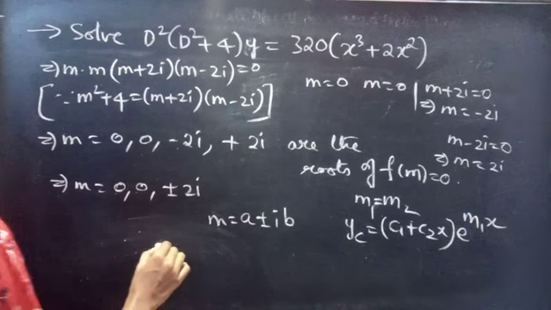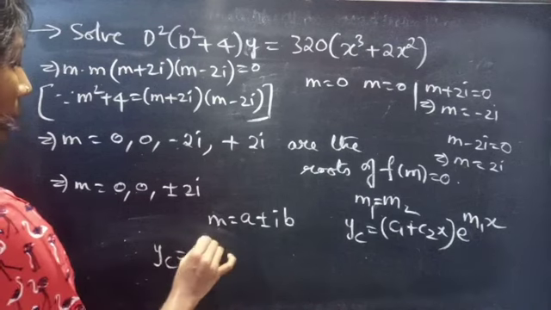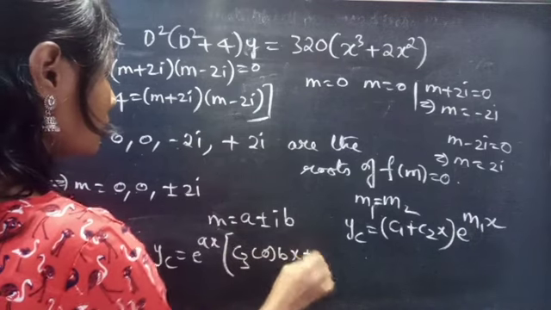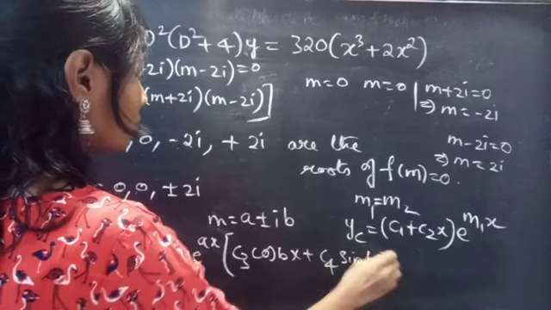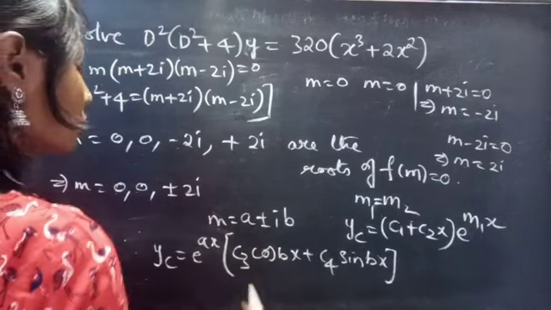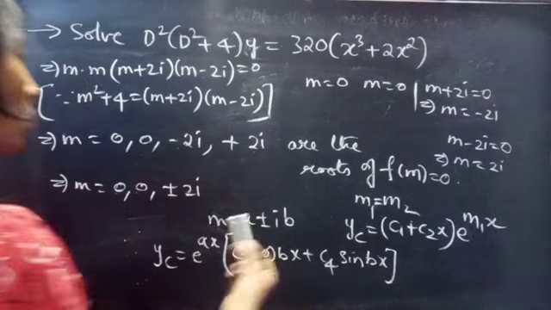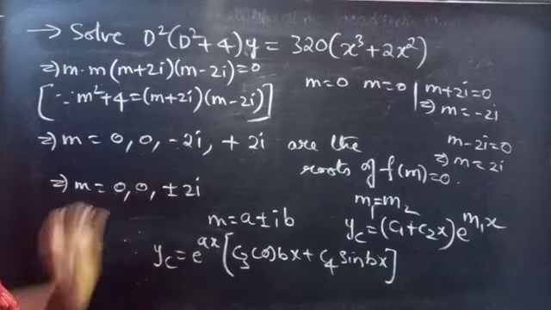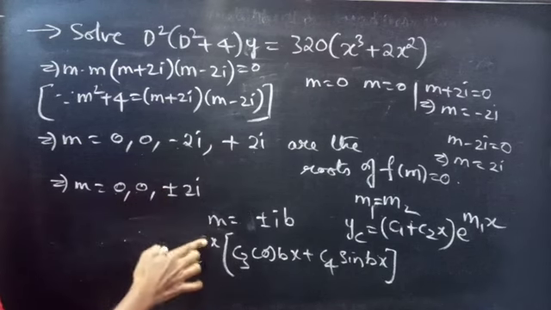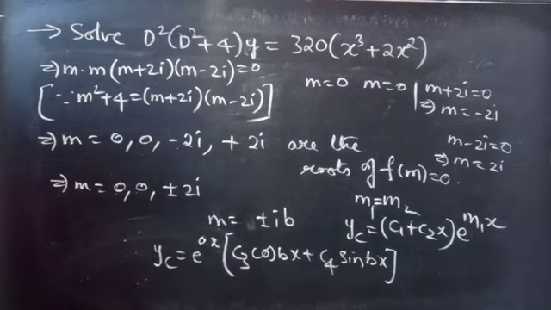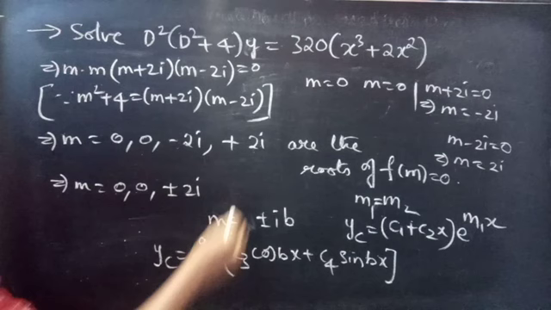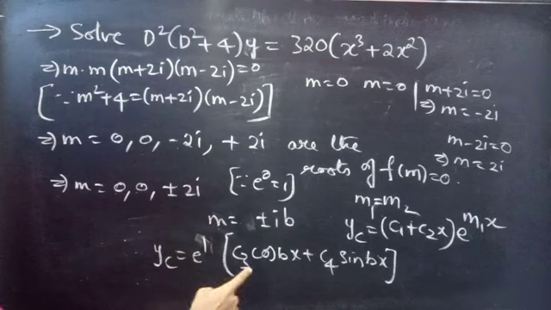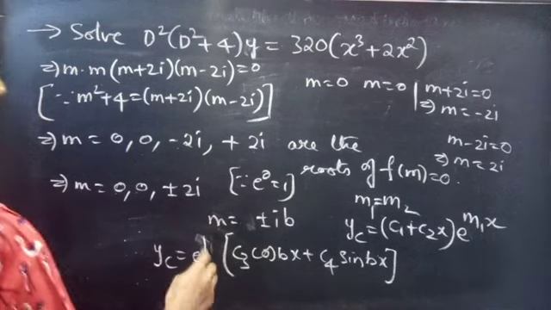When we have complex conjugate roots, yc will be e power ax into some constant into cos bx plus the other constant into sin bx. See, already I have used c1, c2 for equal roots. So, I took c3 and c4 for complex conjugate. Okay. But in our case, we have 0 plus or minus 2i, right? When a is 0, you'll get e power 0 into x, e power 0 into x is e power 0. Also, we know that since e power 0 is 1, then you'll get 1 into c3 cos bx plus c4 sin bx, right?